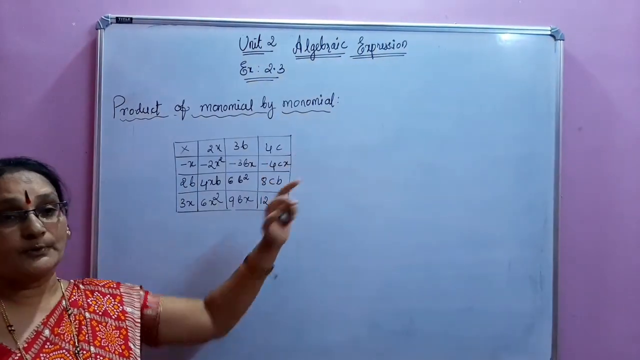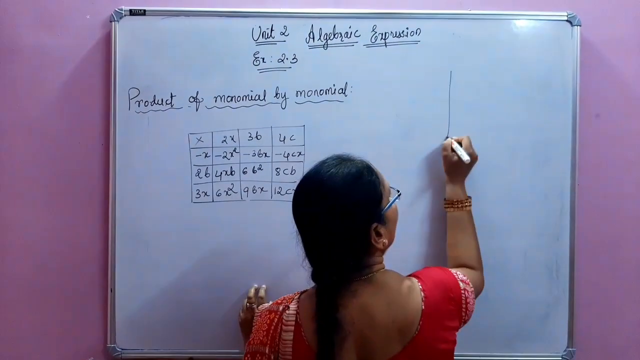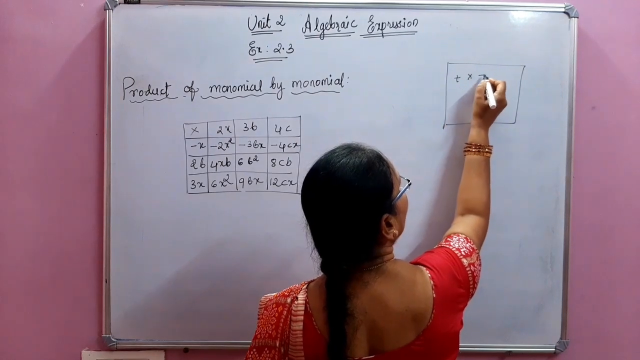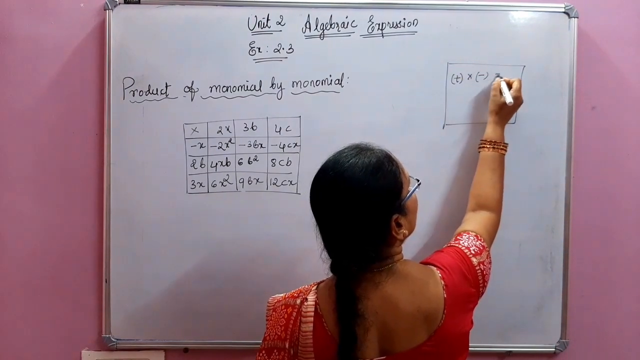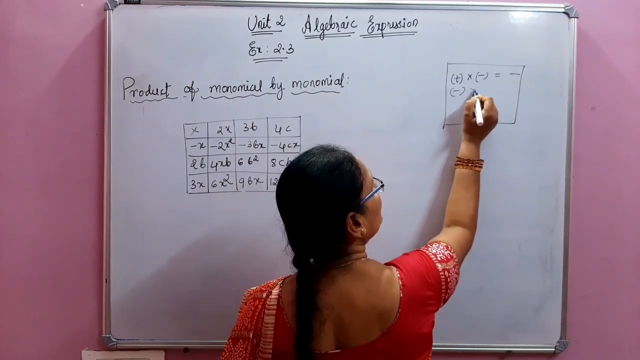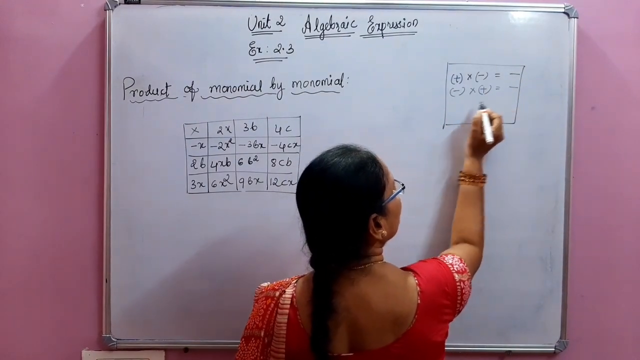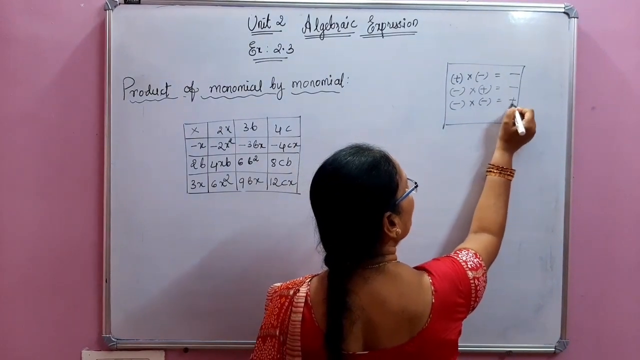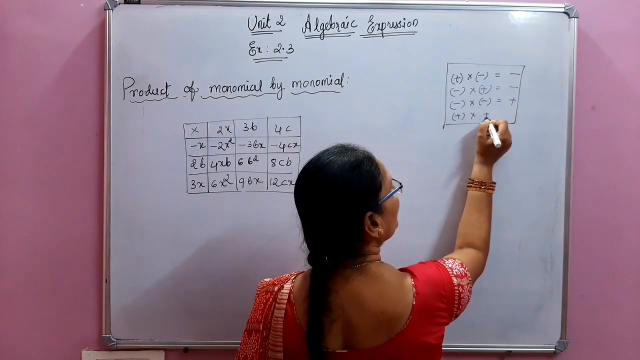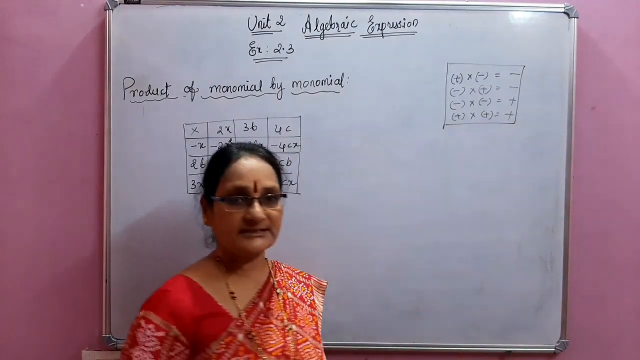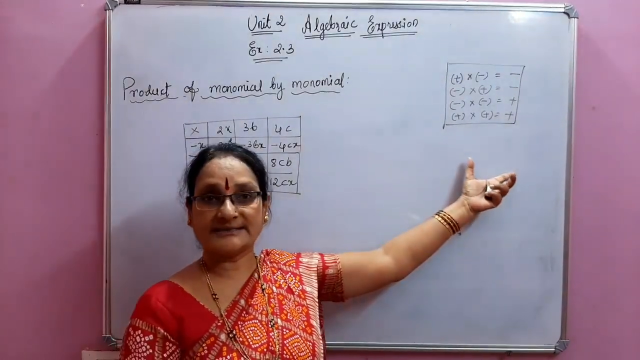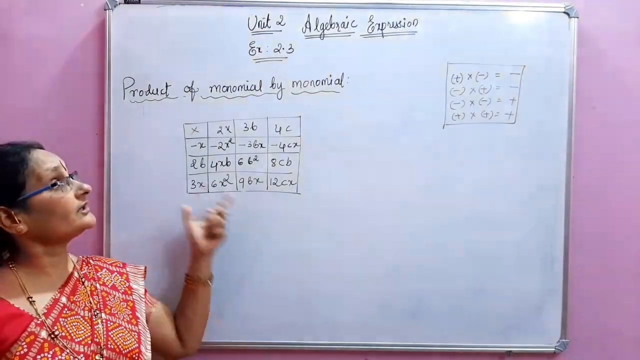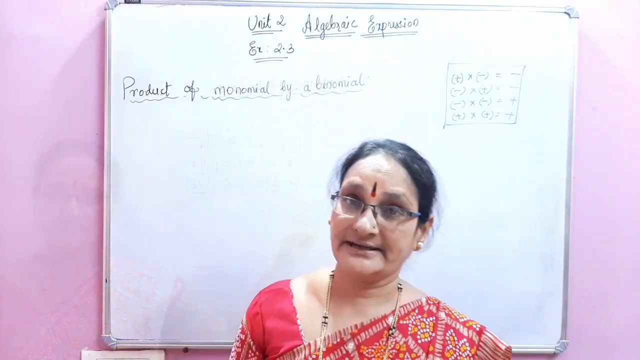Before that, here I will put one small table for you. That is sign, very very important this one. For multiplication, plus into minus is minus, minus into plus is minus, minus into minus is plus, plus into plus is plus only. Please children, while multiplying you remember this sign, then it will become very very easy for you to solve. This is monomial by monomial, my dear students.